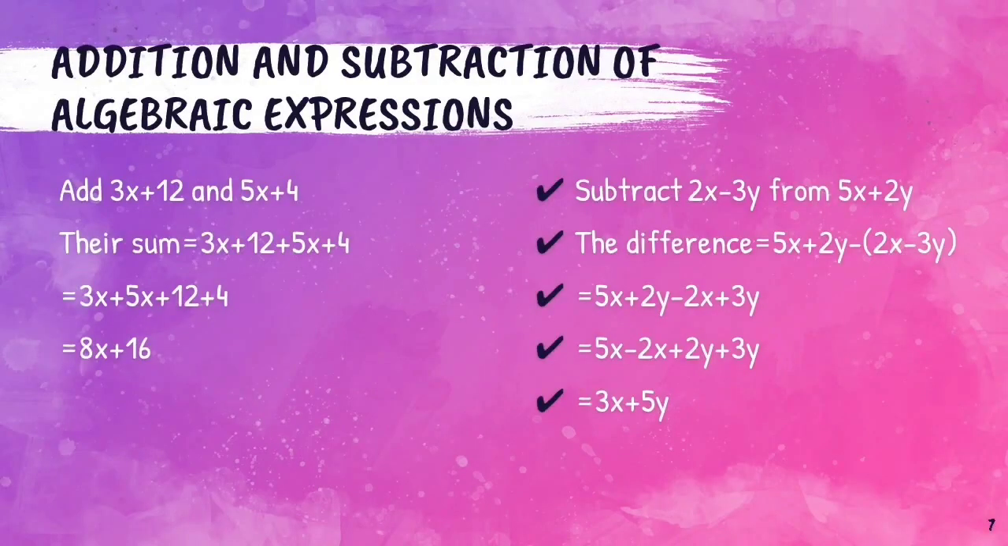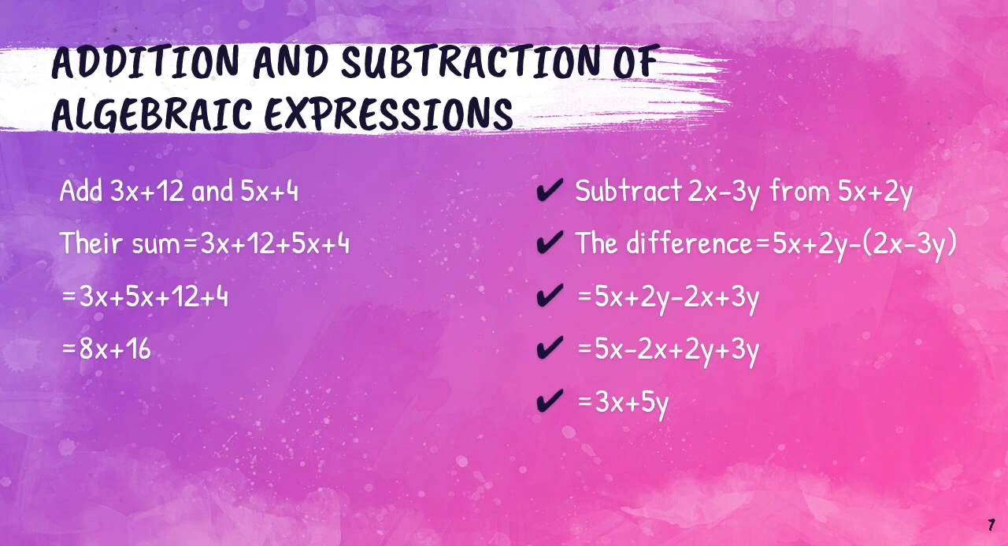Next is addition and subtraction of algebraic expressions. So here is the horizontal way to find the sum and the difference of algebraic expressions. First, add 3x plus 12 and 5x plus 4. So their sum is 3x plus 12 plus 5x plus 4.